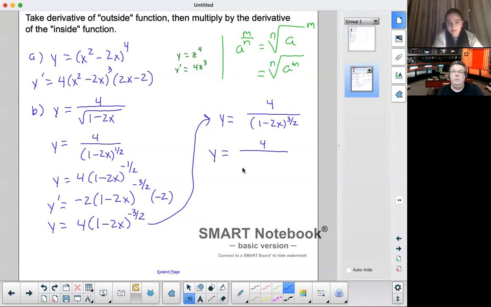Yeah. So the second root, so square root of 1 minus 2x to the power of 3. Good. Outstanding. Done. Okay.